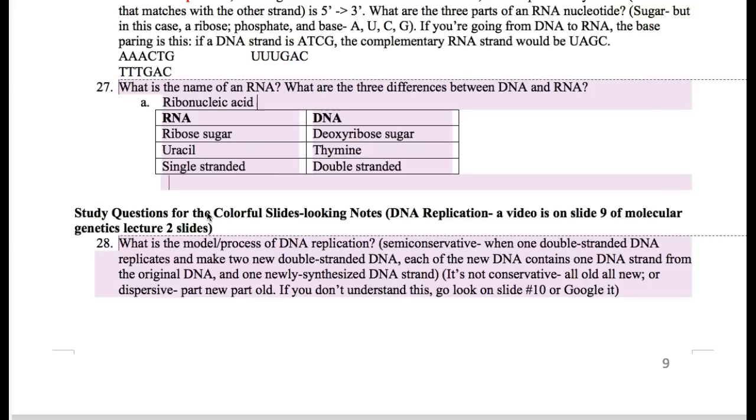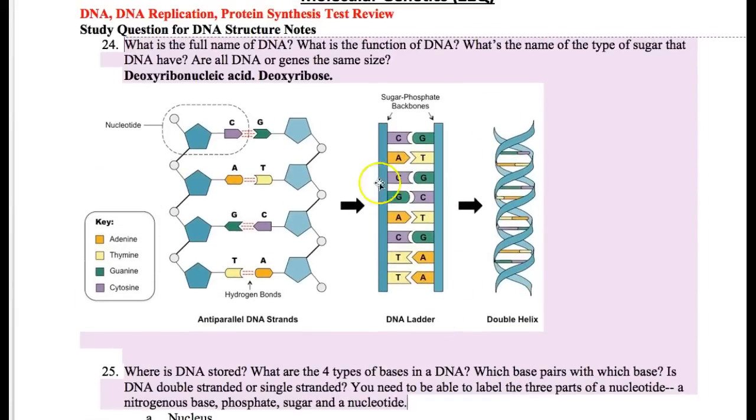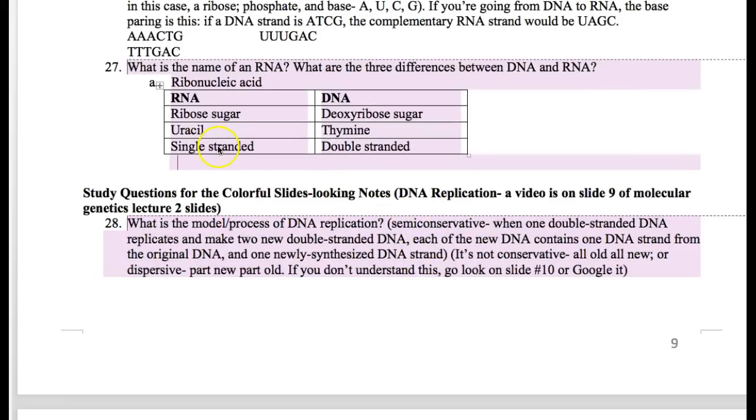It's missing an oxygen. The three differences between DNA and RNA are: RNA has a ribose as the sugar, while DNA has deoxyribose. RNA has a uracil base, but DNA has a thymine base. RNA is single-stranded, so instead of having two strands, RNA only has one of those strands, and then DNA is double-stranded. What are some similarities? DNA and RNA are both nucleic acids. They both have A, G, C bases. They both have phosphate groups. So those are the similarities.